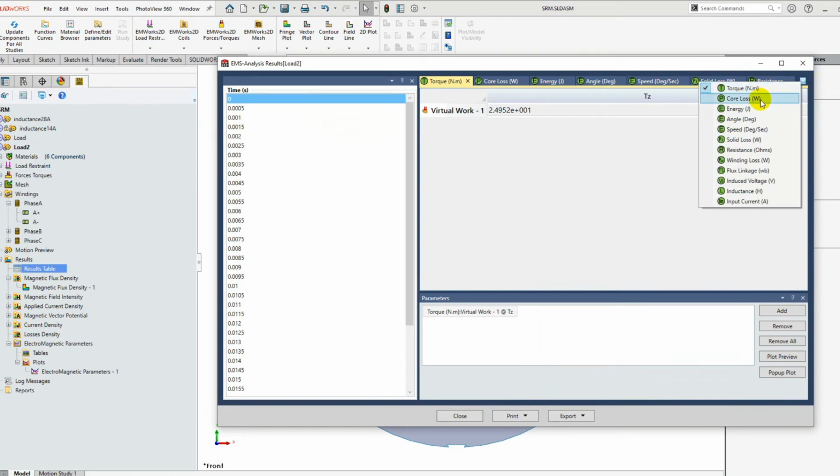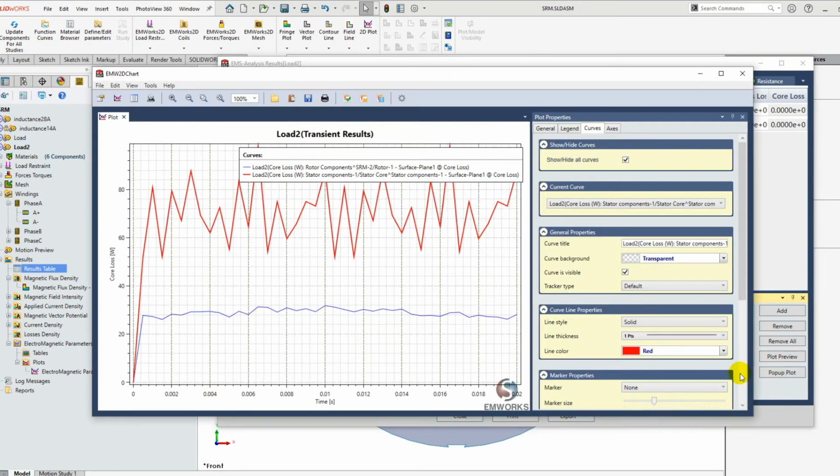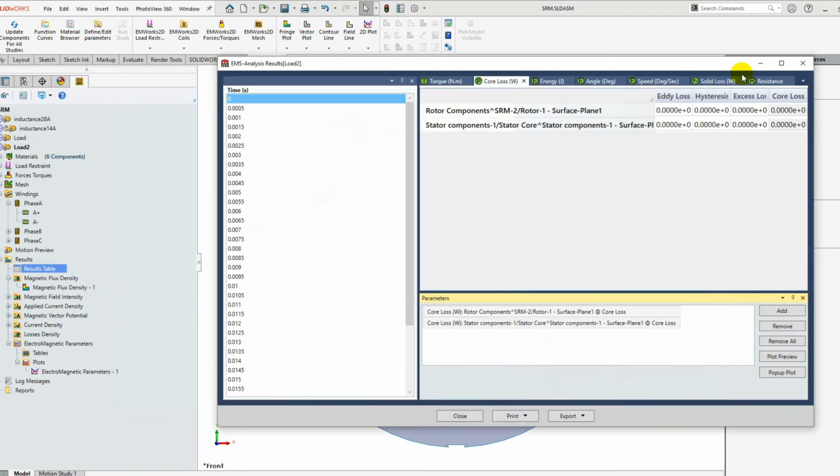We can also take a look at the core loss results. Here we have an average core loss of 70 Watt in the stator part, while the rotor core part has a core loss of approximately 30 Watt.